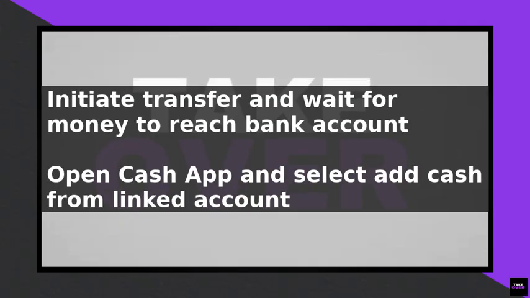Next, open the Cash App and select the option to add cash. Choose the linked bank account that you just sent the money to and select the option to add the entire balance or a specific amount. Confirm the transfer and the money will be added to your Cash App account. You can then use the money in your Cash App account to send to others, pay bills, or withdraw it to your bank account or debit card.